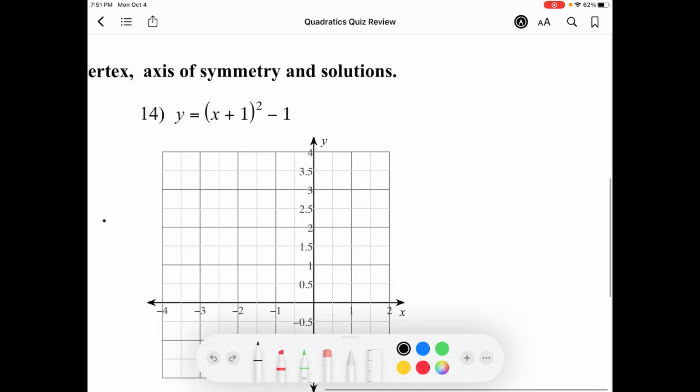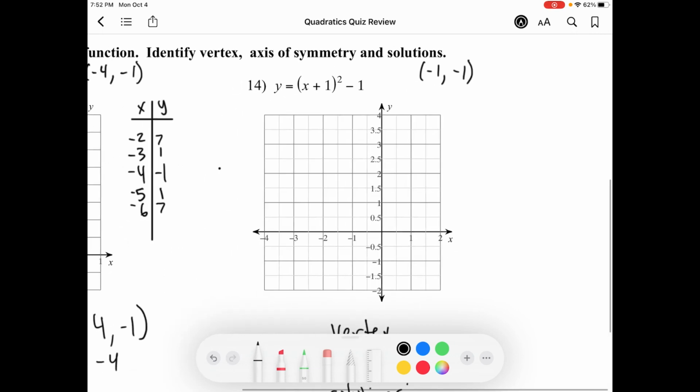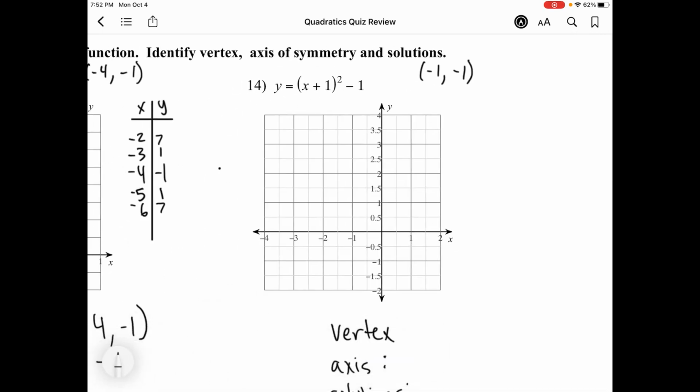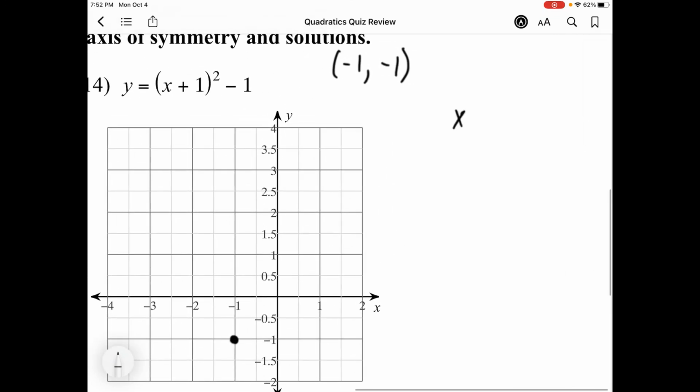So first thing, we're going to identify the vertex. So remember, this is the x value, but with opposite sign, so negative 1. And then this is the y value. So negative 1 is our vertex, sorry. So I'm going to go to negative 1, which is right here. I'm going to go to my XY table.